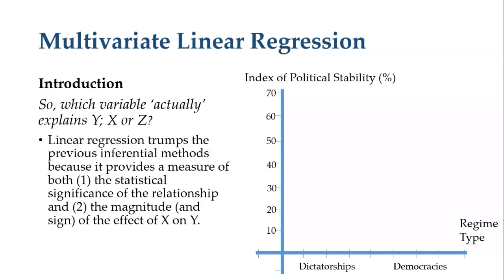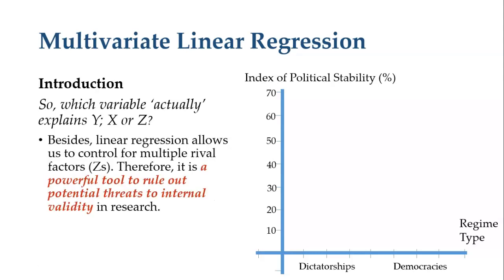Okay, so just to bring these ideas to your mind. Linear regression is powerful not only because it provides a measure of the statistical significance and the magnitude of the effect of X on Y, but also because you can include in a formula as many rival factors as you want, okay?